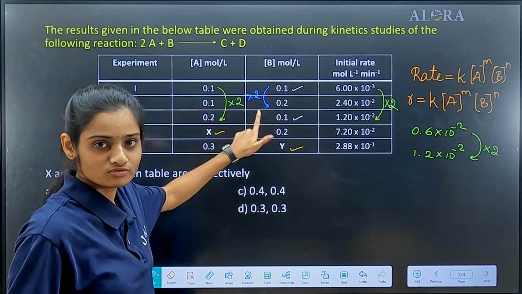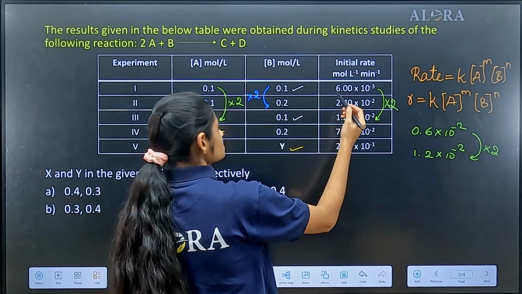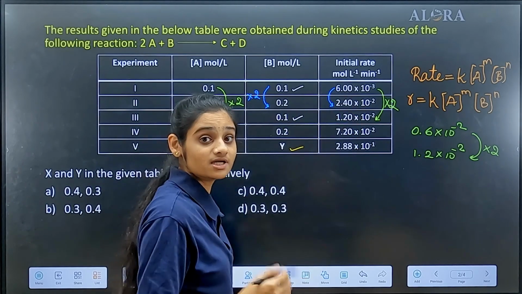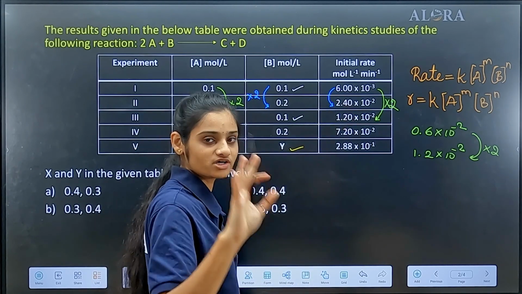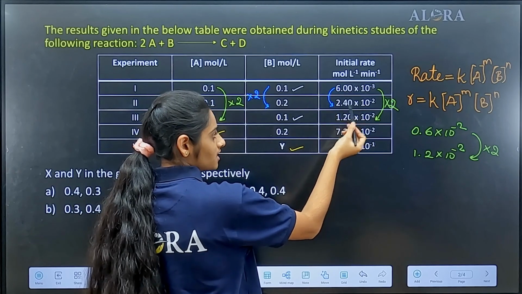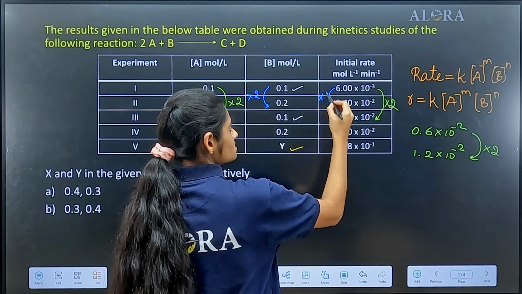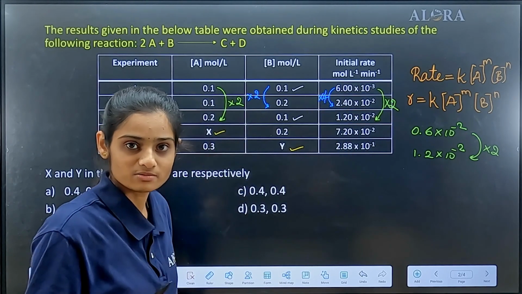0.1 to 0.2, the rate is doubled. And here in the initial rate, for the first and second experiment, here also it is doubled. No, here it is not doubled. Here it is 4 times. It is 6 ones are, and here it is 2.4 to 6 fours are. Okay, so here the concentration, sorry, the initial rate, it is multiplied 4 times.